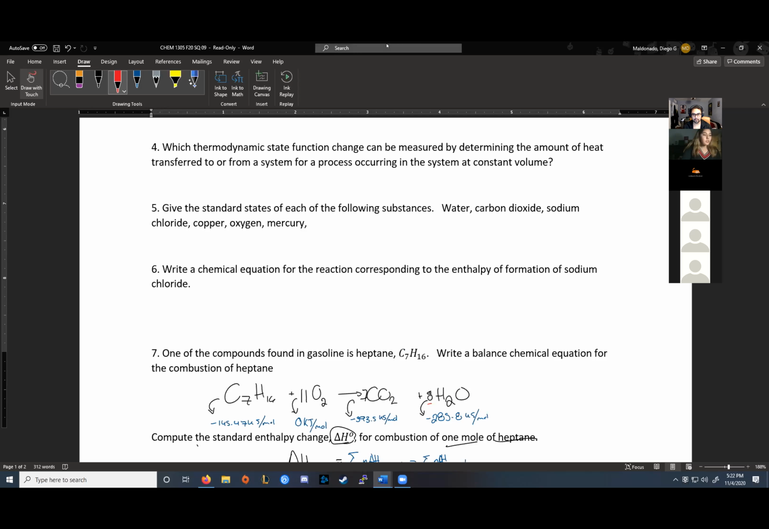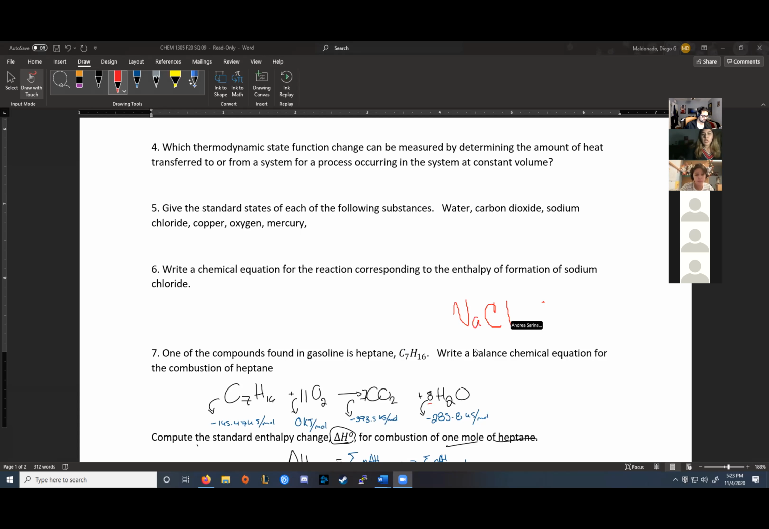Okay. Hi guys, in case you don't know me, I'm Andrea. So for this equation, we have to write a chemical equation for the corresponding enthalpy of formation of sodium chloride. What this means is that we have to find the reaction that makes sodium chloride. So really quick, can someone tell me what sodium chloride is? Like what's its formula? NaCl. NaCl, perfect.